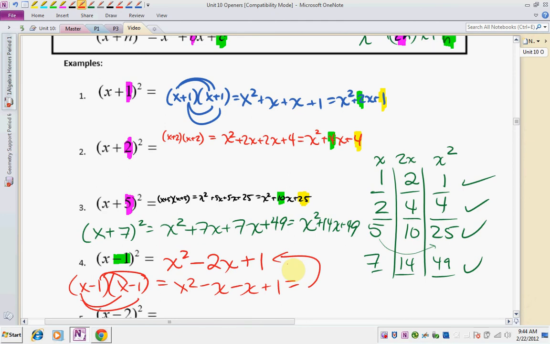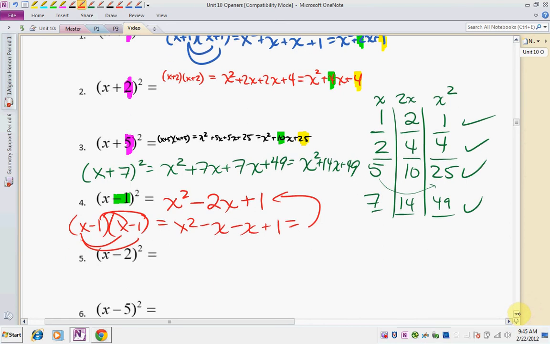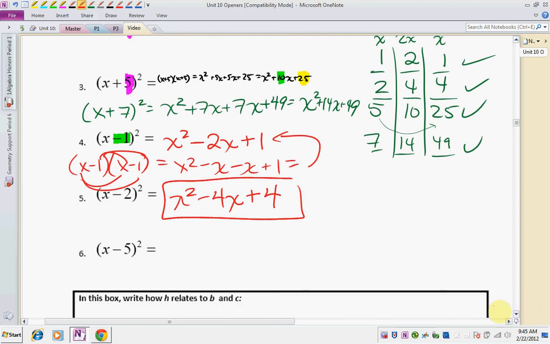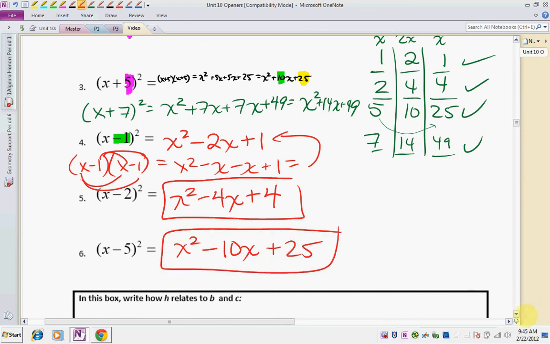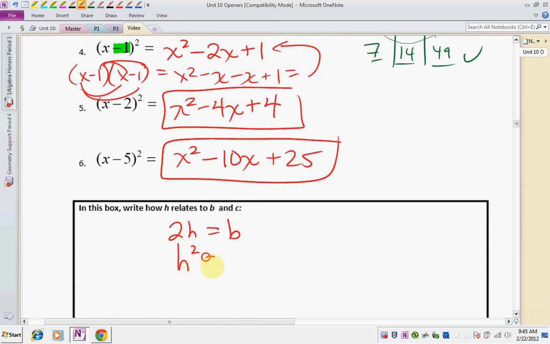So now this pattern, if we can recognize it in squaring a binomial, will help us speed through these things. So x squared plus double the h, minus 4x plus h squared, plus 4. Here again, x squared, double the h, minus 10x, plus 25, h squared. So how does h relate to it? Well, 2h is the same as b, and h squared turns out to be c.